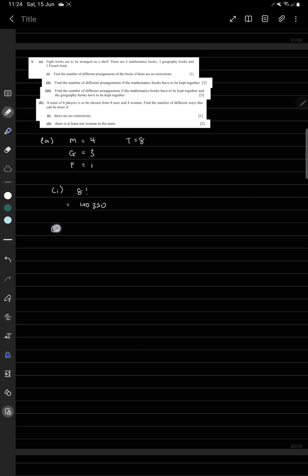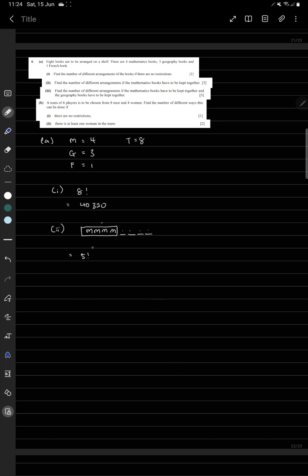Now, moving on to the next part, we want to find the number of different arrangements if mathematic books have to be kept together. Let's write this down. We have 8 in total. You want to make sure mathematics are being kept together: 1, 2, 3, 4. The remaining 4 slots are going to be the geography and the French book. So if I want to keep the mathematic books together, I'm going to consider this as one group. So this will move as 1. That's 1, 2, 3, 4, 5, so I'm going to write down 5 factorial.